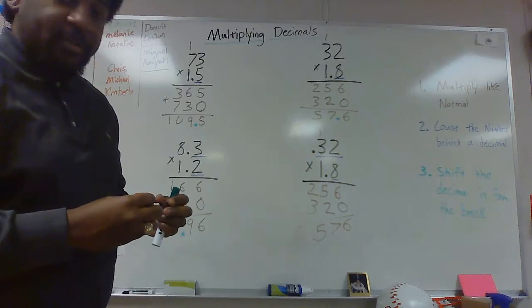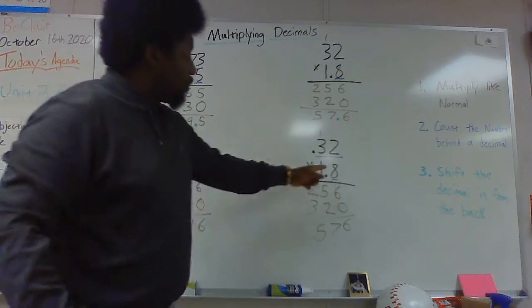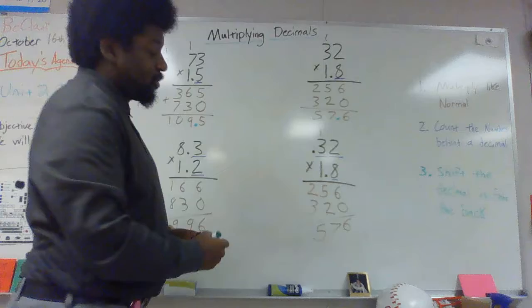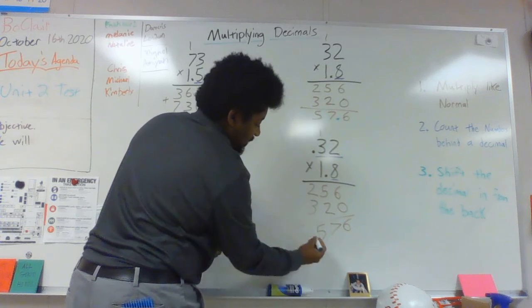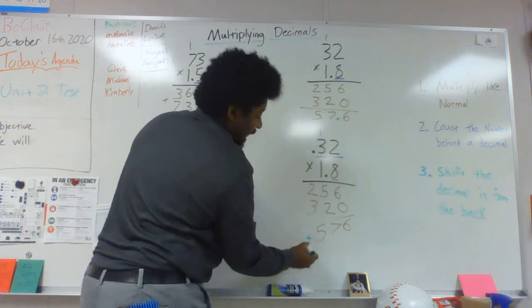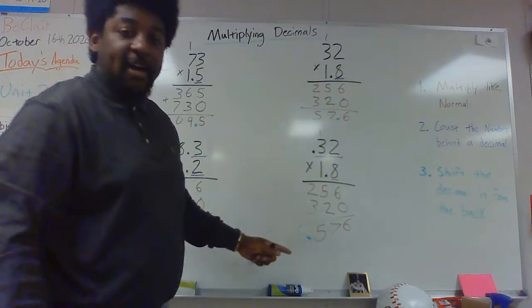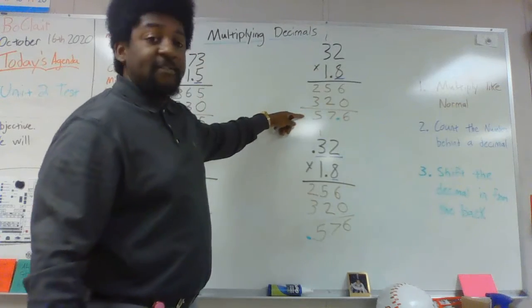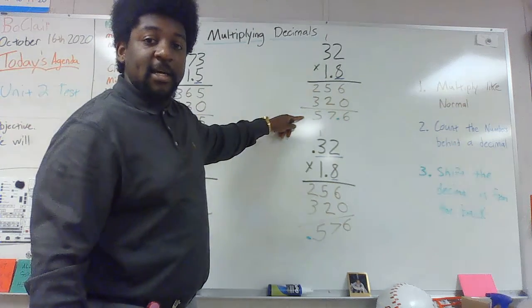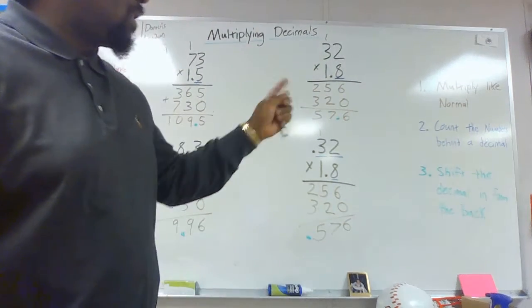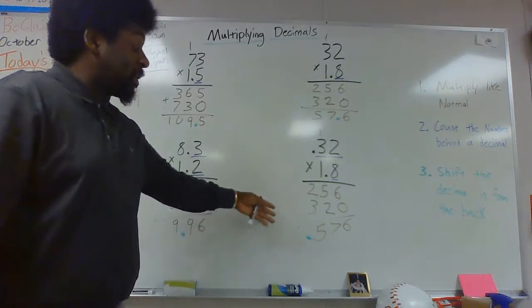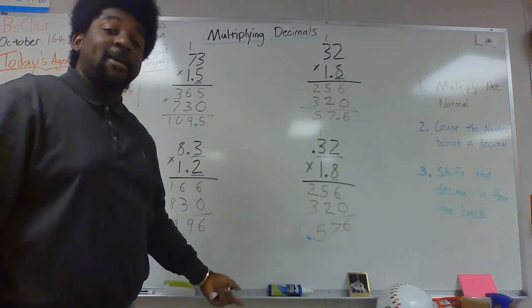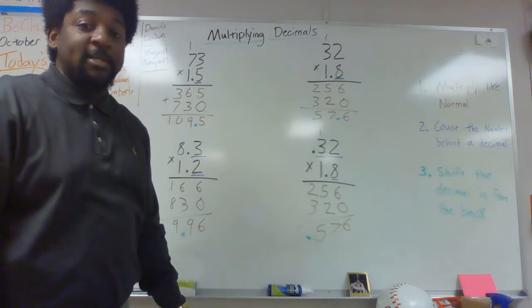The only real difference is, please watch this. 1, 2, 3 numbers behind the decimal. That actually gives me 0.576 instead of 57.6. You have to make sure that you do those last two steps when you're multiplying by a decimal. If you don't, you might get the numbers correct, but if your decimal's not in the right spot, you will get the answer incorrect.